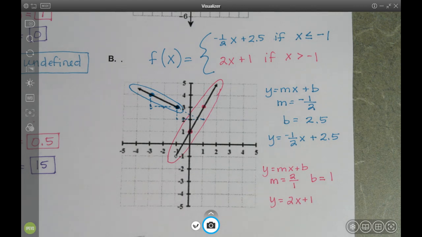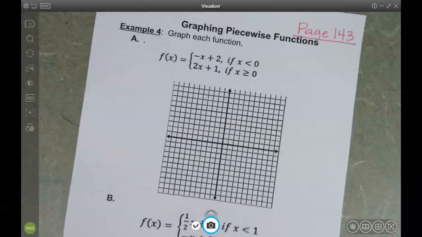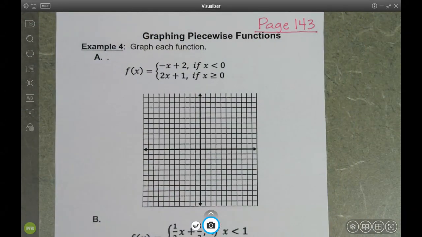All right. Now we're going to go the opposite direction. We're going to get the equation and make the graph. It's going to go on page 143. I'll give you a second to get all that sorted out.